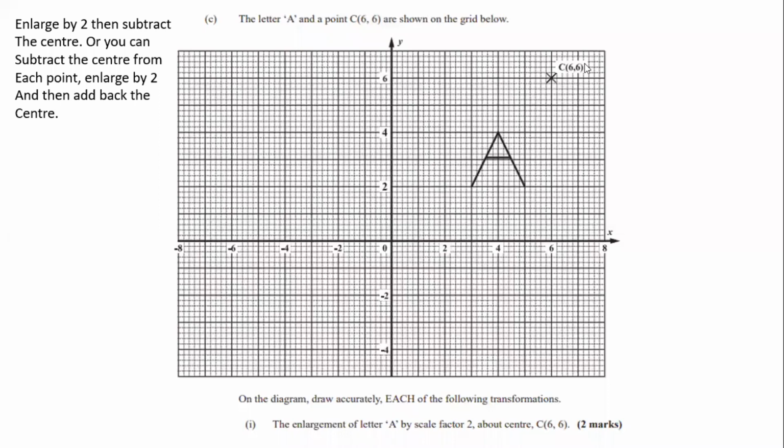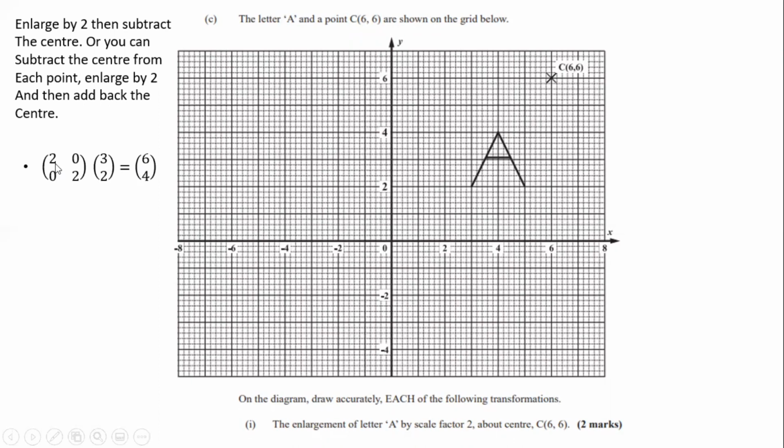Or we can do it by first subtracting the center from each point, enlarging by 2, and then adding back the center. So what this does, unlike the first method, is give you the coordinate of each point. So let's go. First, if we're looking at this point of 3, 2, so 3 from the x, 2 from the y, we're multiplying it by our scale factor of 2. What we'll get is 6, 4.